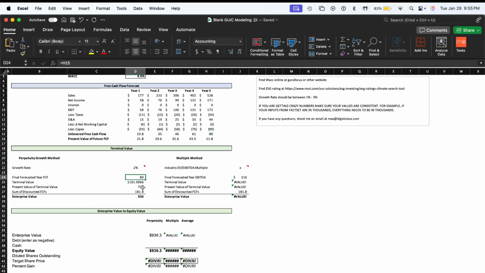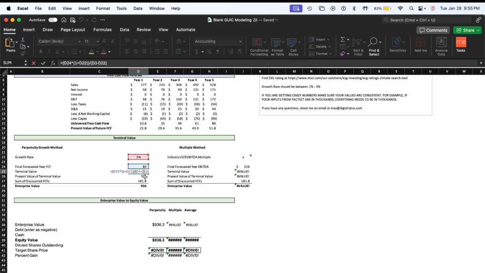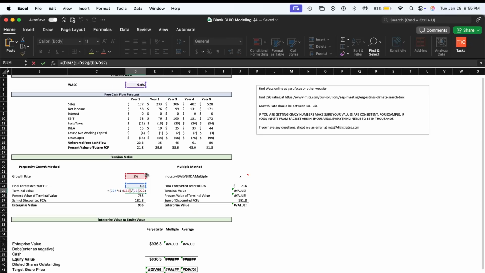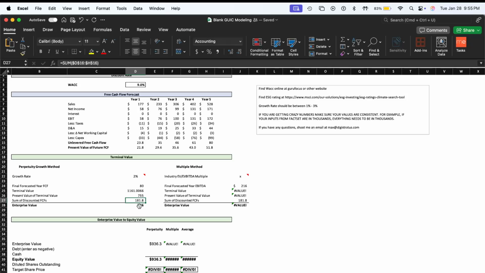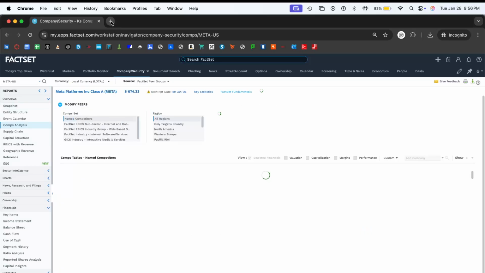And so you'll see that this auto-calculates now. It pulled my final year projected free cash flow. It calculated my terminal value using that rate, using that WACC. So now we'll discount that, and then sum the discounted values. And then for this one, you still need an industry multiple, which is a little bit tricky because FactSet does have stuff. If you have sources like PitchBook and stuff of that nature, obviously use that. But you can find this a number of ways.